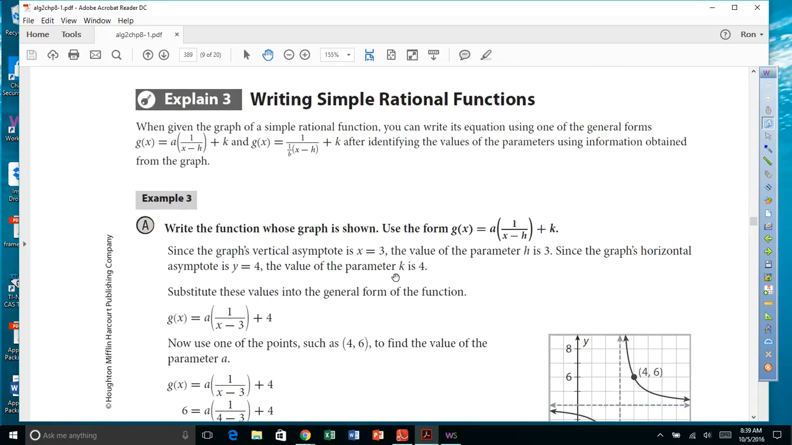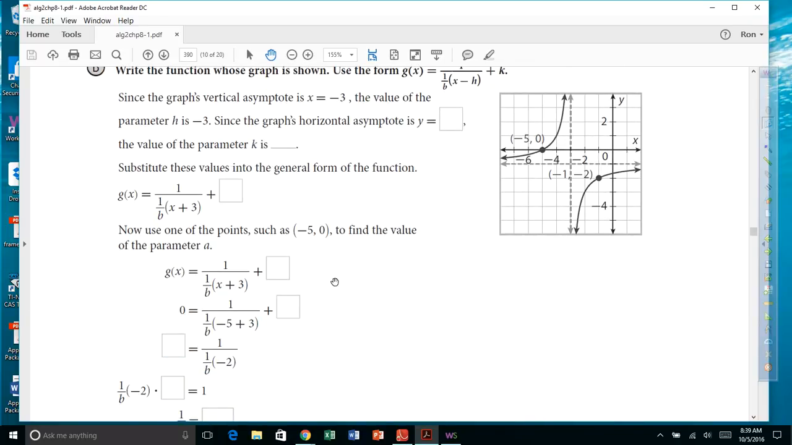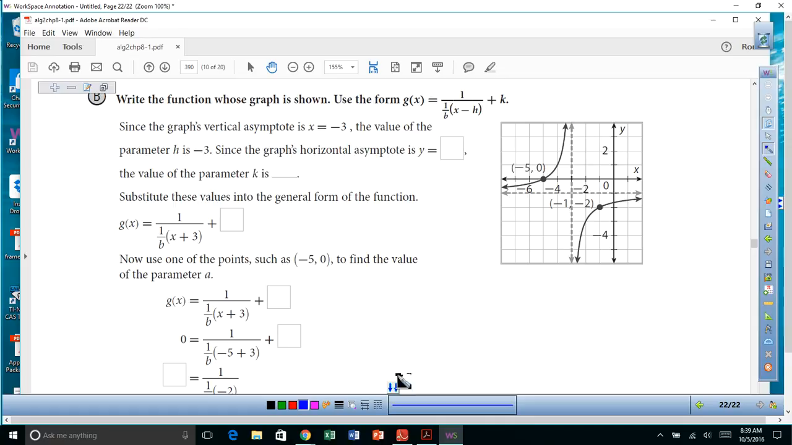Writing simple rational functions. Okay, you can go ahead and read that and follow along with A. And when you get back, we'll do B. Write the function whose graph is shown. Use the form g of x equals 1 over b times x minus h plus k. Since the graph's vertical asymptote is negative 3, okay. So the vertical asymptote here is negative 3.